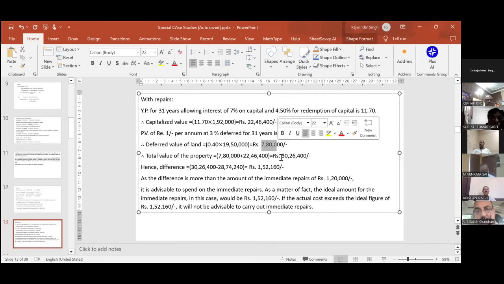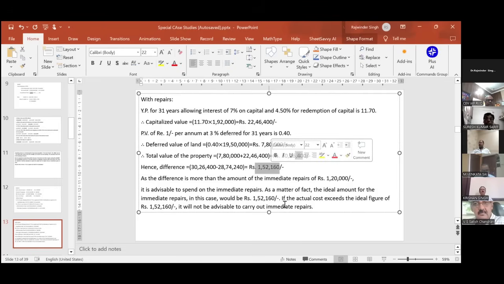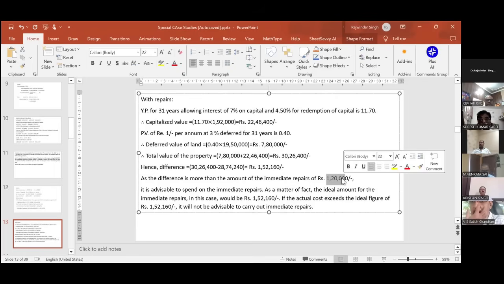So the total value, meaning reversion value of land plus capitalized value of the structure, total value is 30,26,400. The difference, with repair and without repair, is 1,52,160. So even if you spend 1,20,000, you will be having a profit of 32,000 approximately. So it will be viable to invest or carry out the repairs.